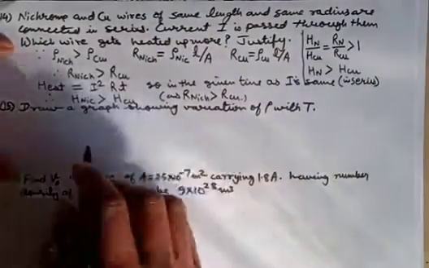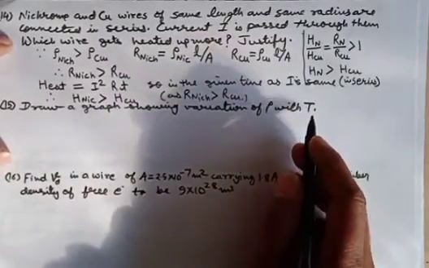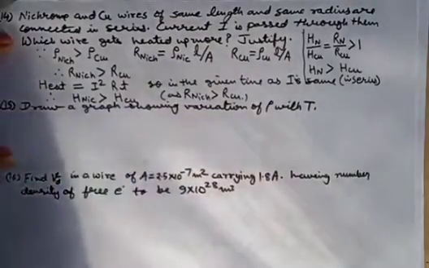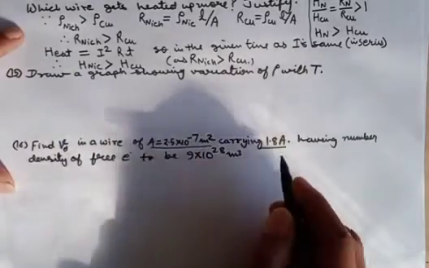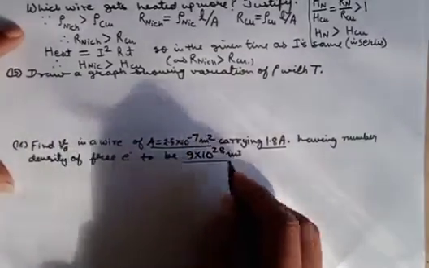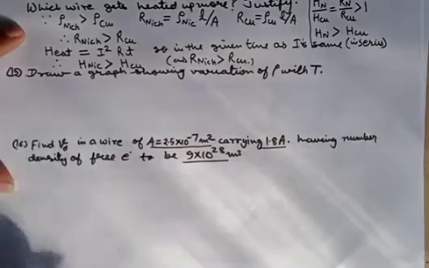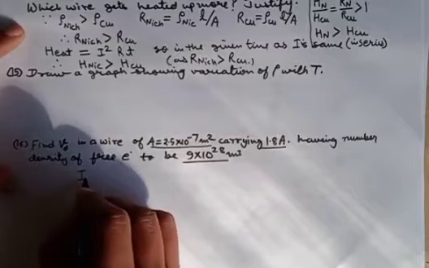Okay, draw a graph showing variation of resistivity with T. I don't know why I have written this question, because it is incomplete, so I am skipping it. Find drift velocity in a wire of area of cross section this, carrying current, having number density this much. Okay, so it's a very easy, direct question. I don't know how I have mentioned these two questions here.